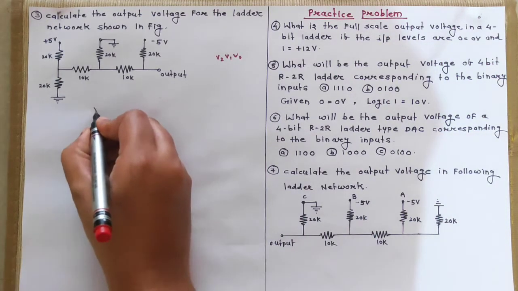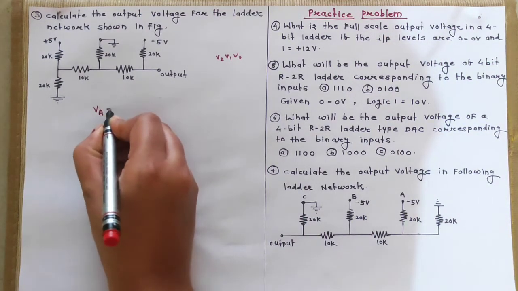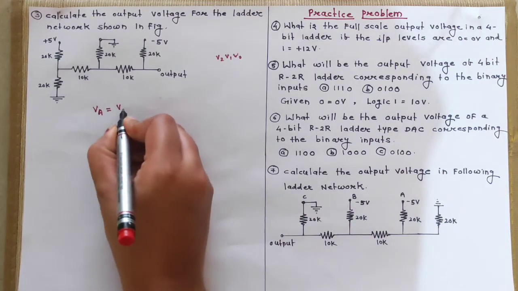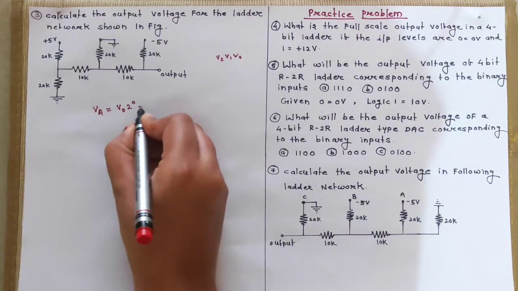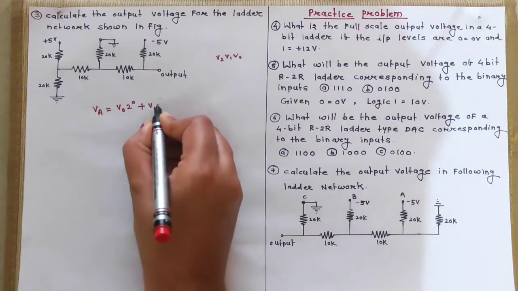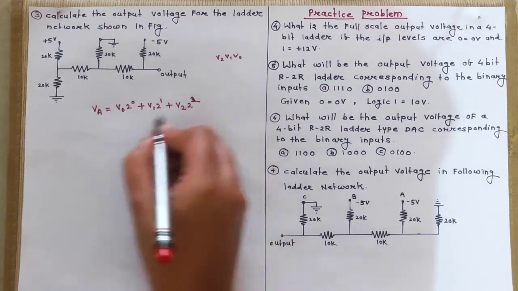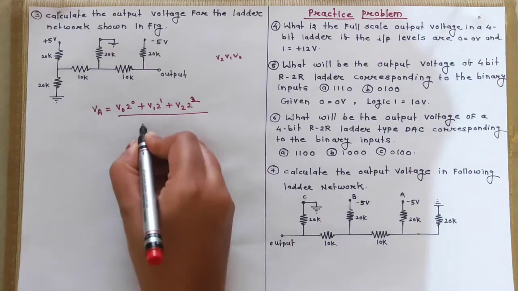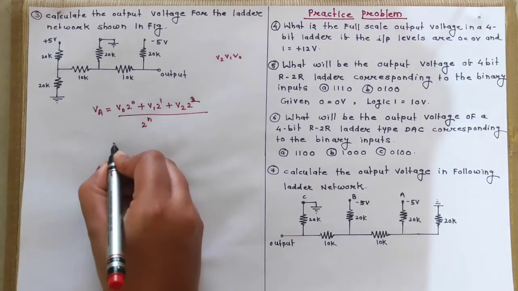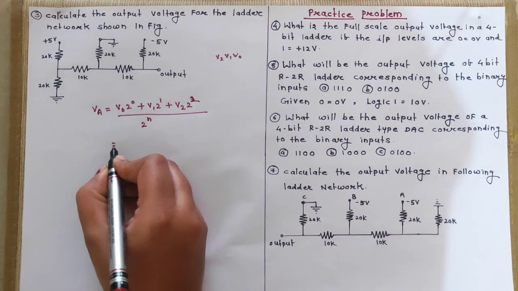So let's see. VA that is analog output voltage is equal to V0 2 raised to the power 0 plus V1 2 raised to the power 1 plus V2 2 raised to the power 2 upon 2 raised to the power n. In this case the value of n is 3.